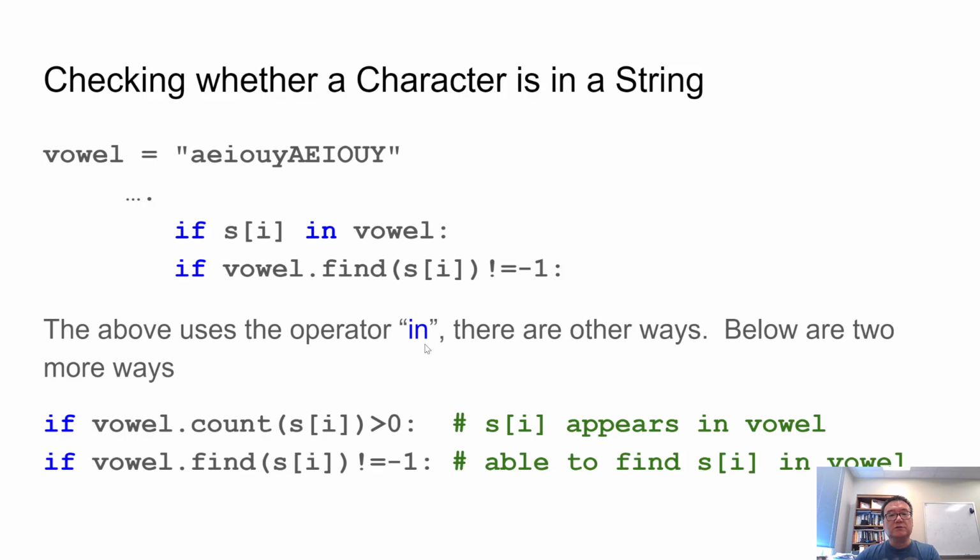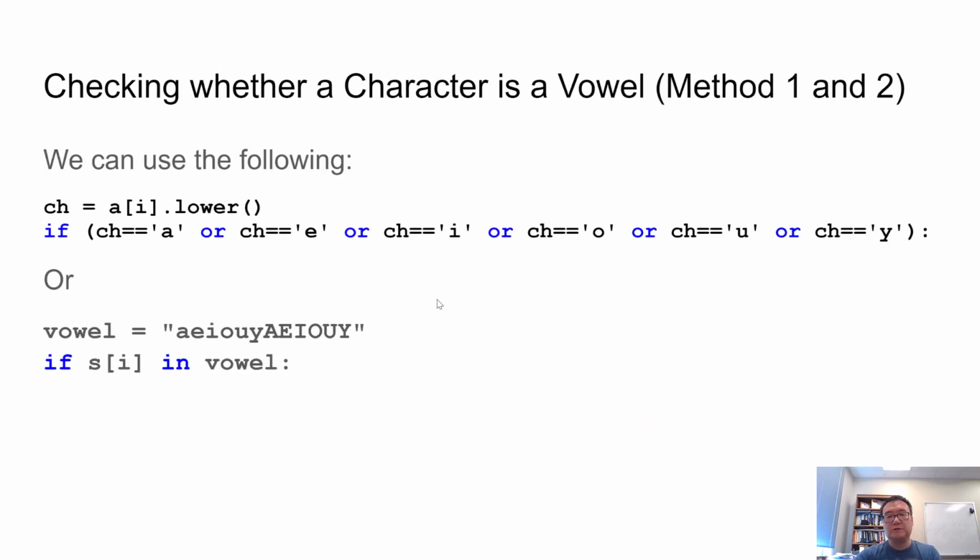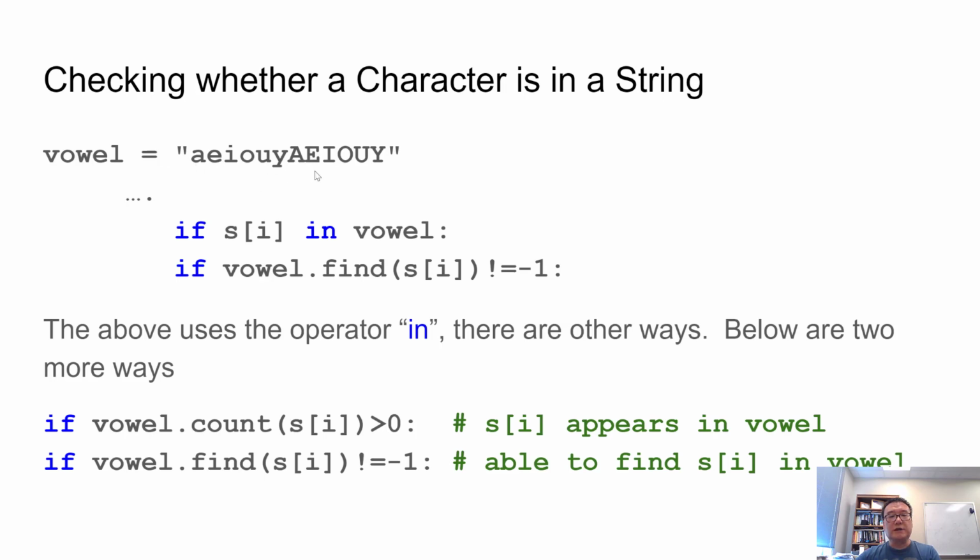And here we use this operator in to check whether a character is in a string. This is similar to checking whether an item is in a list. Again, one can very much view a string as a list of characters. And there are other ways, just like there are other ways of checking whether an item is in a list. We can count how many times this character appears in the string, and if it's greater than 0, then that means it appears in the string. In our case, any character can appear either 0 or 1 times.